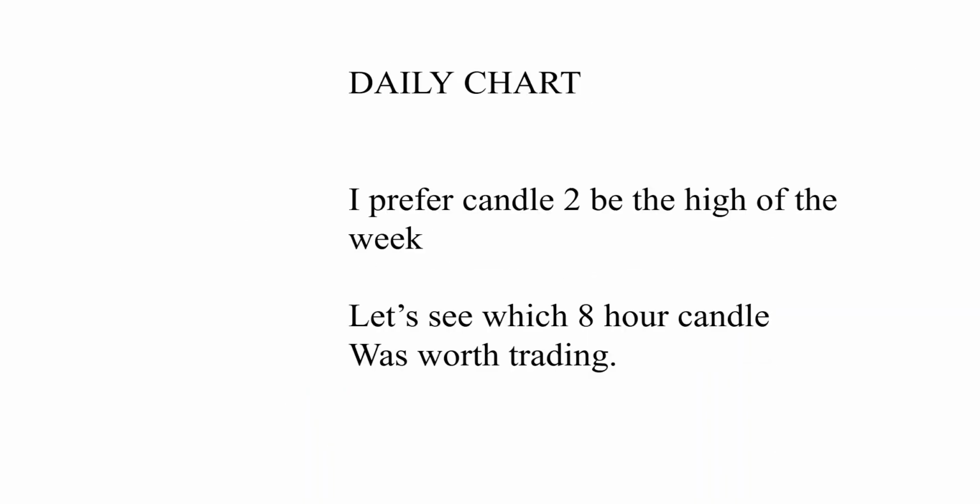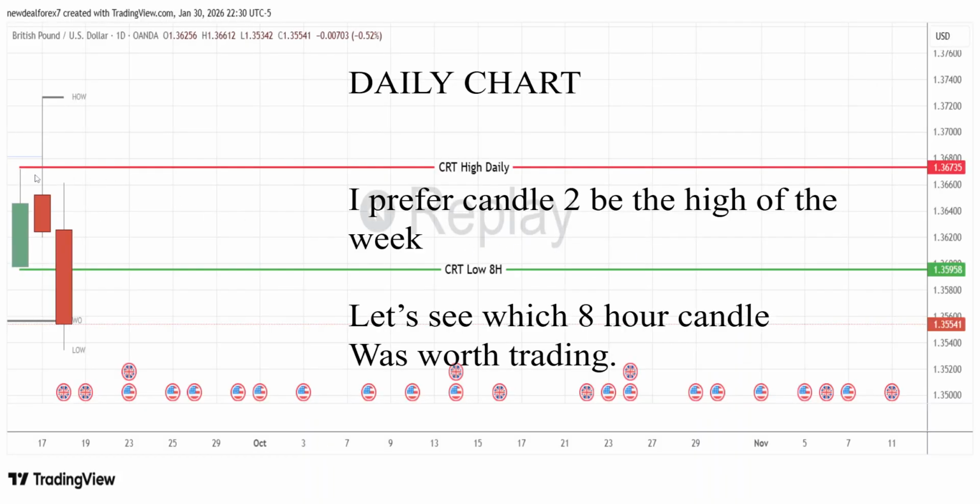Now let's take a look at some real chart examples here. So this is a daily chart. For candle 1, 2, 3. I like for candle 2 to create the high of the week if I'm trading on the daily chart. That's one of my non-negotiables. So let's say if we come to the chart and we see day 1 and day 2, then this is our candle 3.